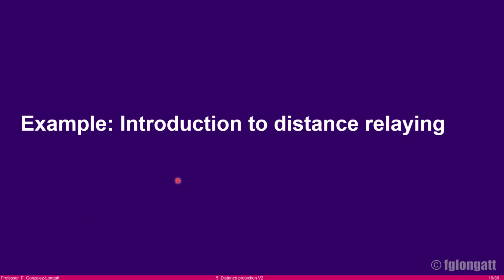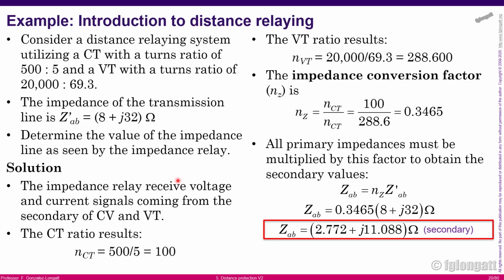Let me present a short example. It's extremely short, but probably useful. Imagine that we are working with a transmission line, and the relay that we are using is connected to a current transformer, and the current transformer has a transformer ratio of 500 to 5. As you can see, this is 5 amps on the secondary. And here we have a voltage transformer, and the turn ratio is going from 20,000 to 69.3. That is the voltage transformer ratio.